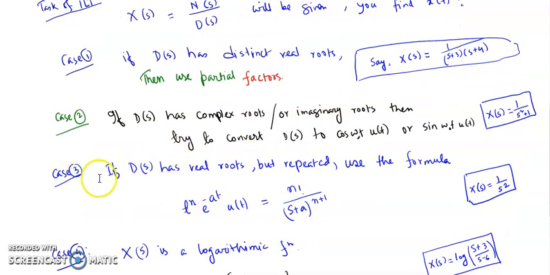In the next case, if the denominator D(s) has real roots but they are repeated roots, use the formula: t to the power n e to the power minus at u(t) is equal to n factorial divided by (s plus a) to the power n plus 1. I have given this basic example here. X(s) is equal to 1 by s square. If you put s square equal to 0, you will get the solution s is equal to 0 and 0. That means it has a real root 0, but it is repeated. It appears 2 times, 0 and 0.